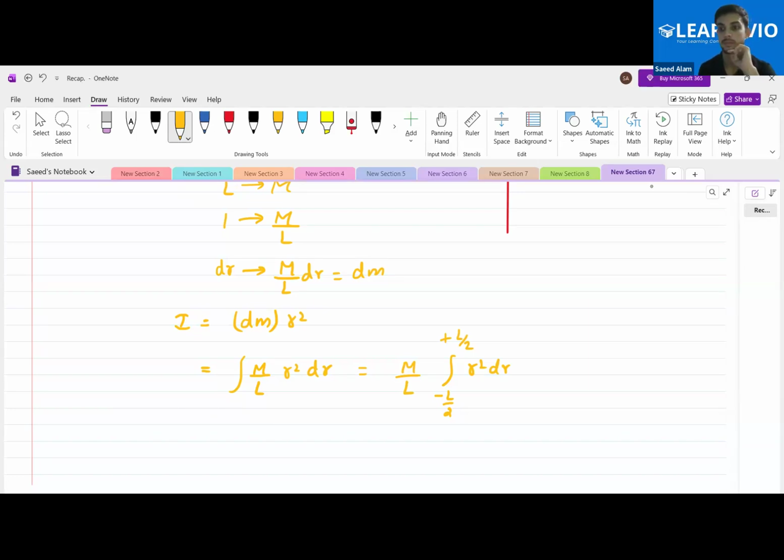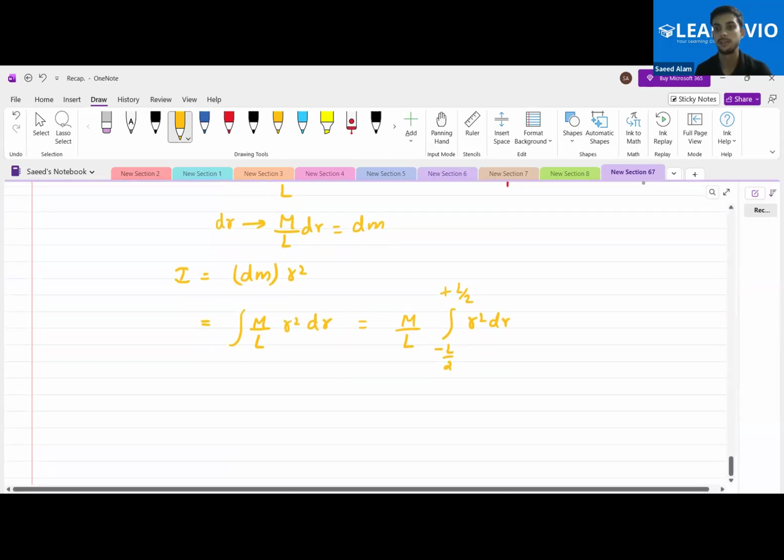Two ml square by 24. 2ml square by 24. So it will get reduced to ml square by 12. Yes or no? Yes, sir.